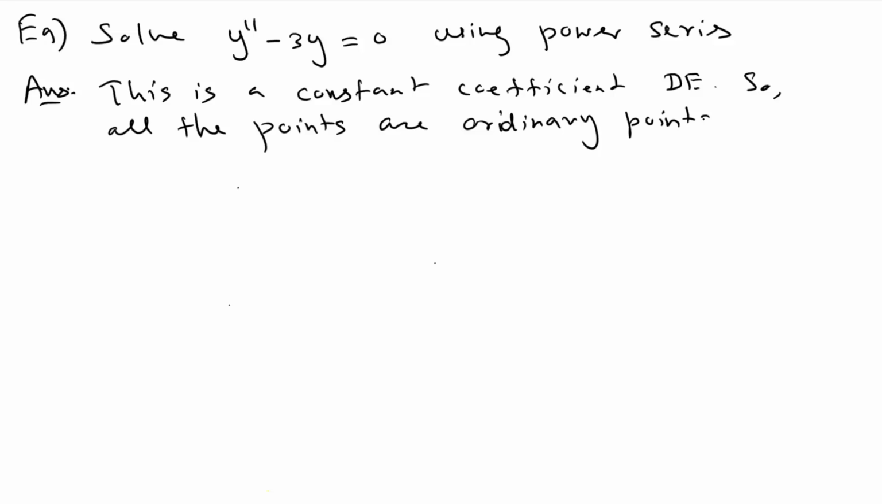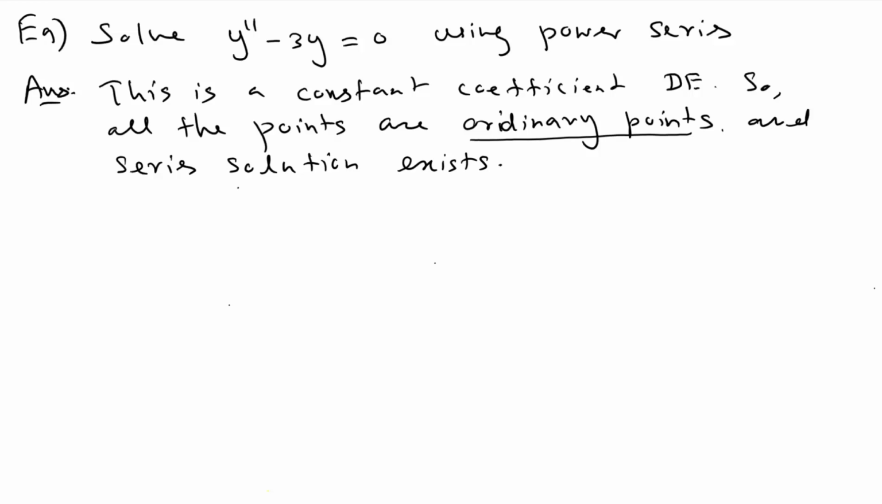And then we know that there's a theorem which says that if it's an ordinary point, there is a series solution, and a series solution exists. So that means we can do what we're trying to do, because sometimes you cannot do that. If there's no solution, then trying to find such a solution is not a valid thing to do. So what we can do, we can assume as before.